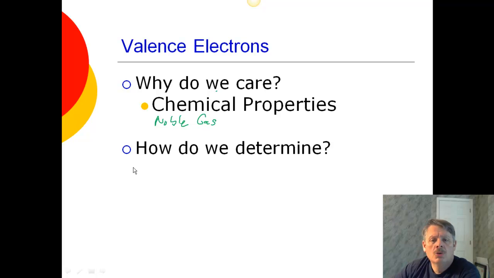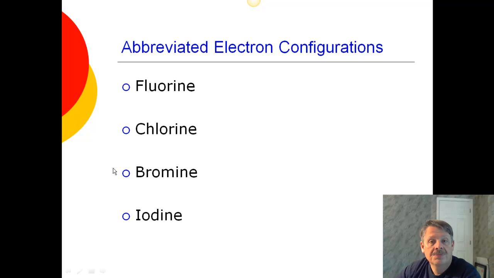So how in the world do we determine what the valence electrons are? Because those are the ones that are involved in those reactions. Well, let's look at some abbreviated electron configurations. As a review, pause the video and see if you can come up with the abbreviated electron configurations for these things right here.